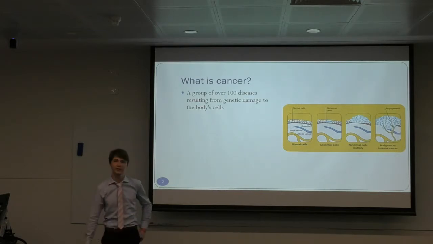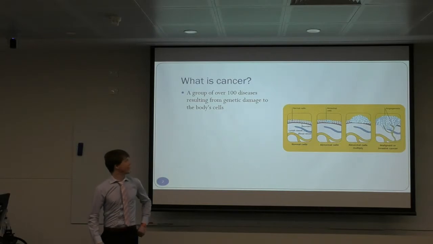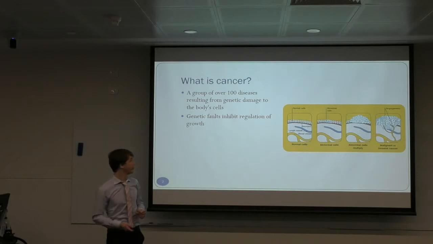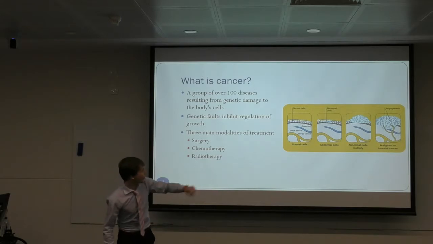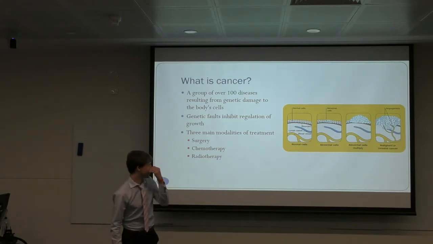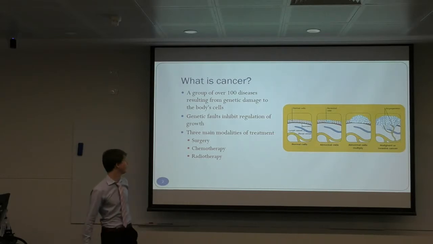So what is cancer? Cancer is a group of over 100 diseases resulting from genetic damage to the body's cells. So it's where you get unregulated growth and just unrestrained multiplication, and it causes a huge variety of health issues. Here on the right we've got a skin cancer which has grown its own arteries, called angiogenesis.